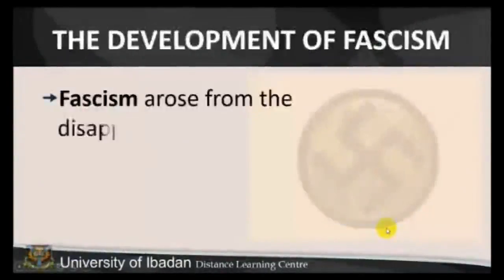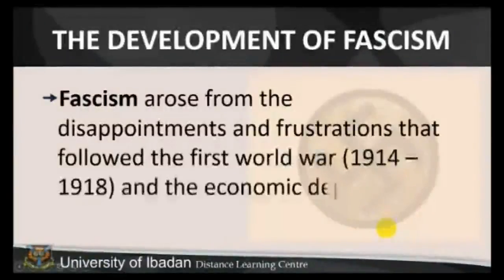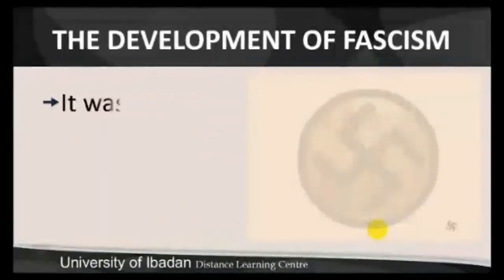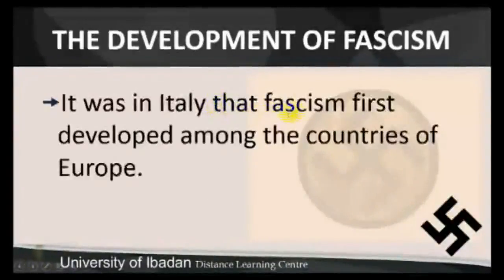Fascism arose from the disappointments and frustrations that followed the First World War, which took place between 1914 and 1918, and the economic depression in Europe during the 20s and 30s. It was in Italy that fascism first developed among the countries of Europe.